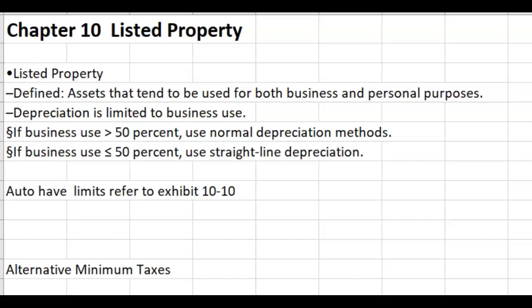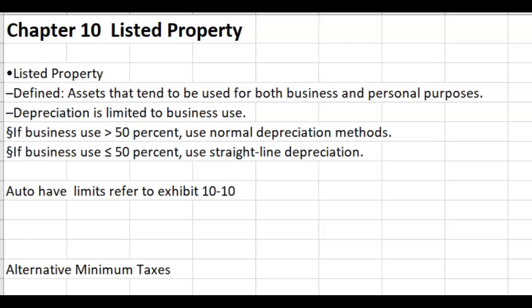In that case, if the business uses over 50%, you can use the normal depreciation methods discussed in class. If the business usage is less than 50%, you have to use the straight line method. I also want to point out to you that automobiles have limits, and you should refer to exhibit 10-10 in your textbook to understand the limits.